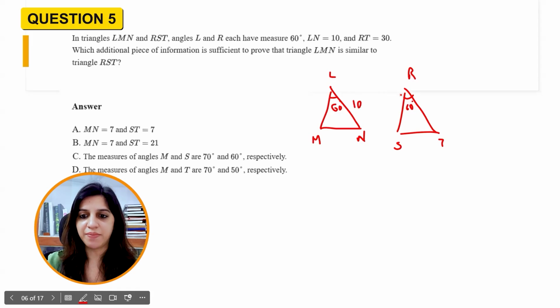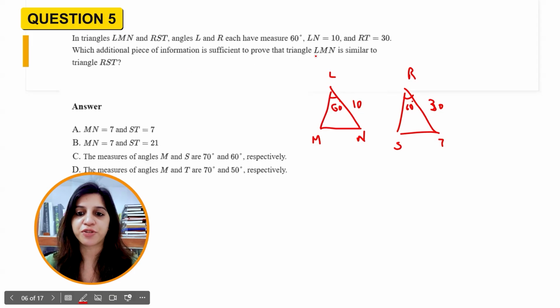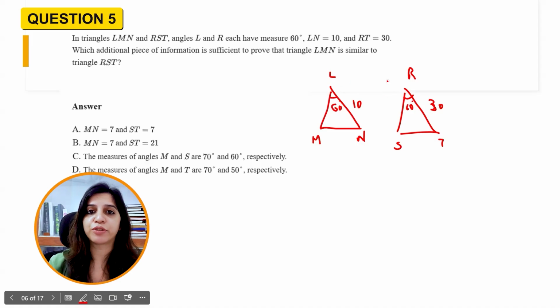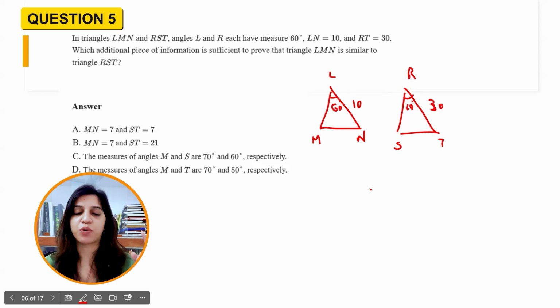LN is 10, RT is 30. Okay, no problem. Since they're similar, this is okay. Which additional piece of information is sufficient to prove LMN is similar to RST? Okay, I want to prove they are similar. What are the rules of similarity? Let's first revise that. What are the rules of similarity?